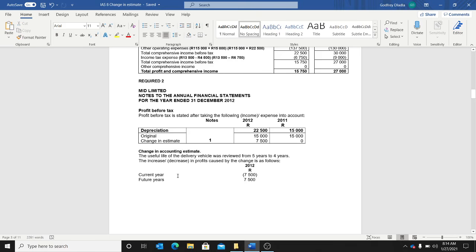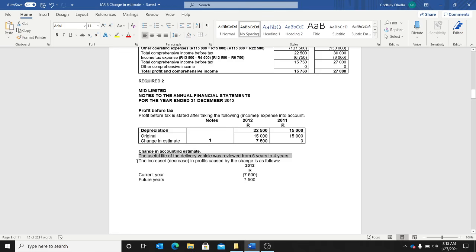Now, the first thing you do, you must describe what has happened. You tell us that the useful life of the delivery vehicle was reviewed from 5 to 4. Some of you will get confused there because they said the remaining useful life is 2 now. Why then are they talking about 5 to 4? If you look at this, it was originally 5. When the remaining useful life changes from 3 to 2, technically it means it's no longer 5, it's 4, because they've reduced it by 1 year. So in short, there you put a description of what has transpired.